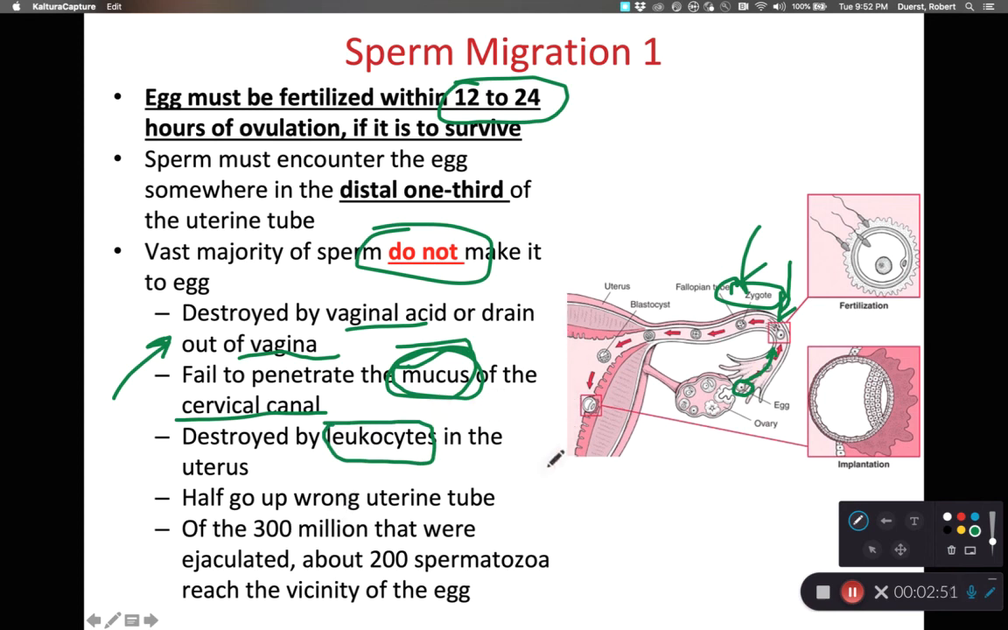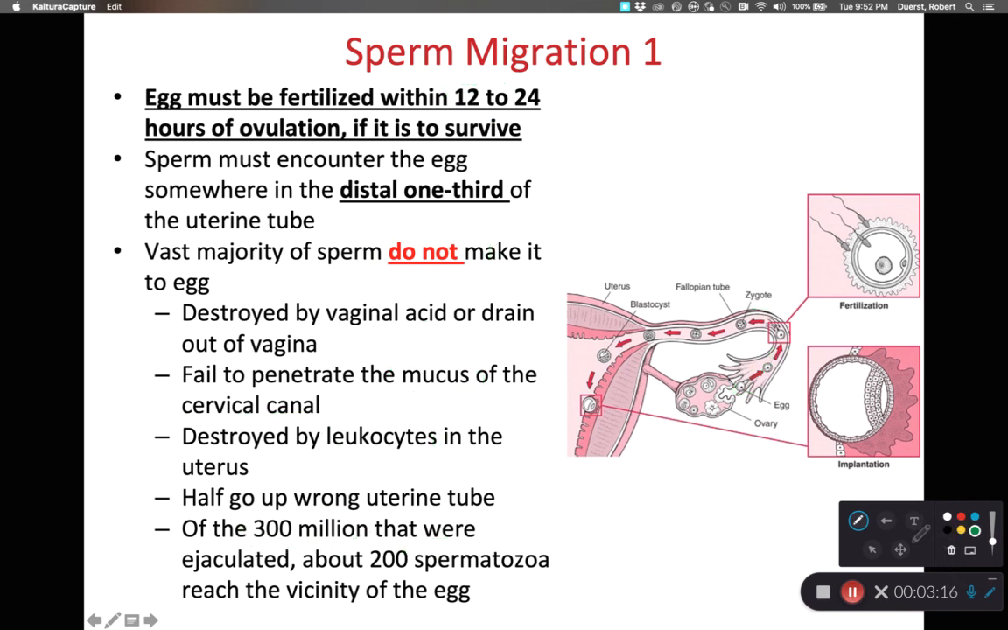And then there are 2 uterine tubes, and half the sperm take a wrong turn and end up at the wrong destination. They go up the uterine tube that doesn't have an oocyte to fertilize. So of the approximately 300 million-ish sperm that are ejaculated, only about 200 spermatozoa get anywhere even close to the egg, the general vicinity of the egg.